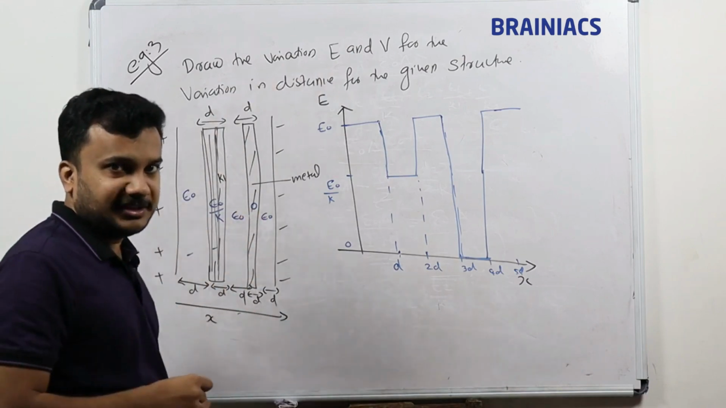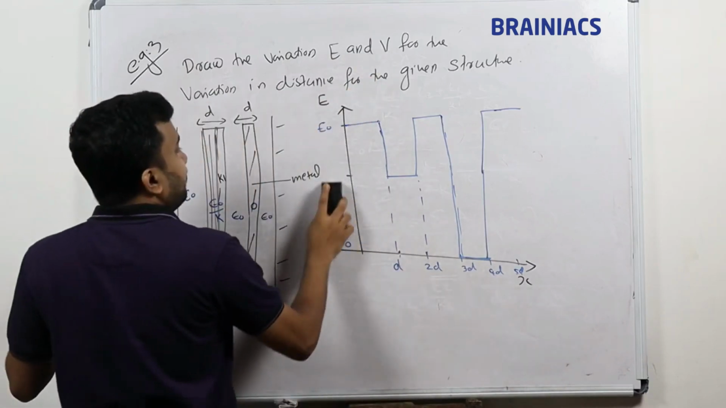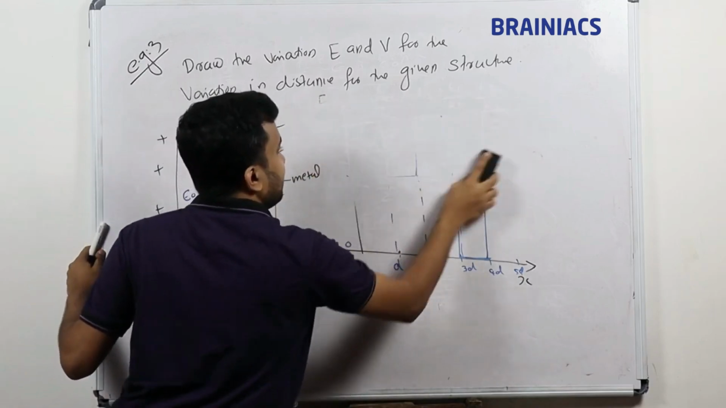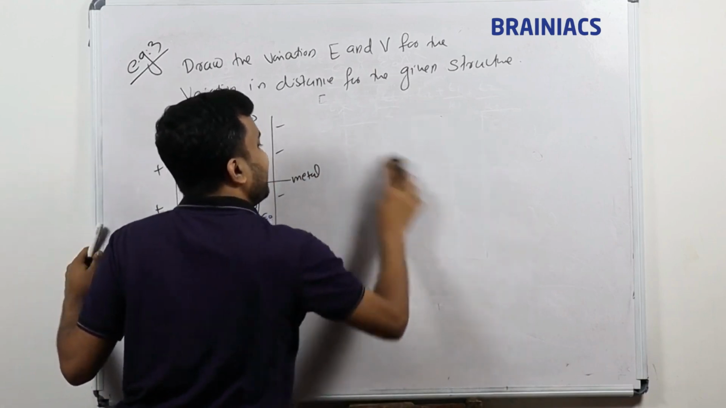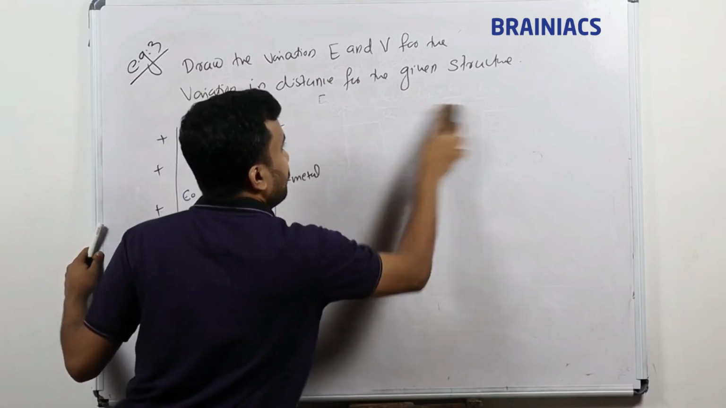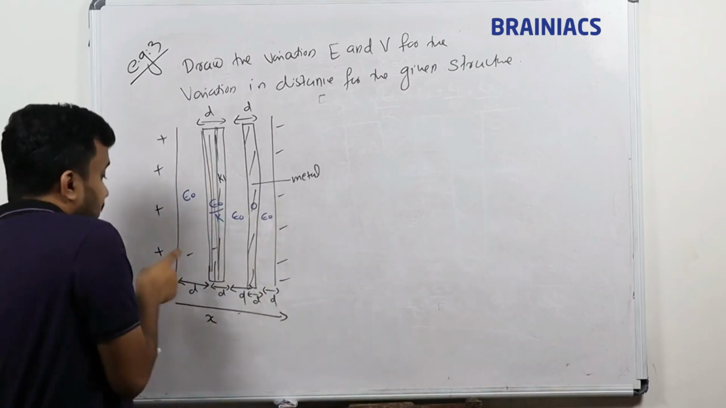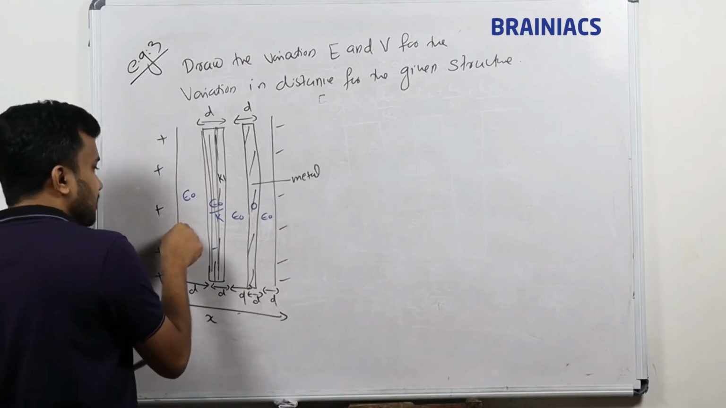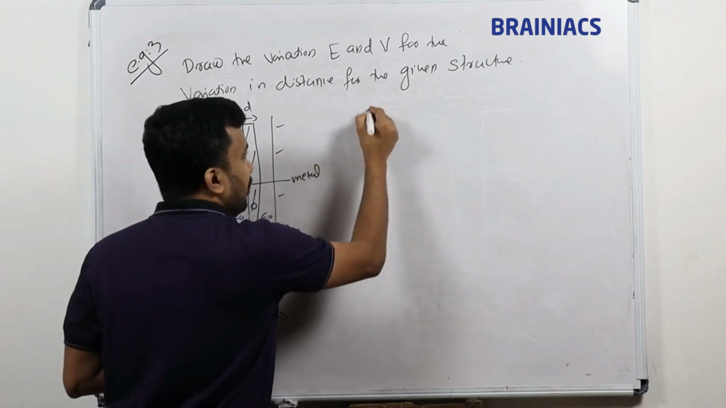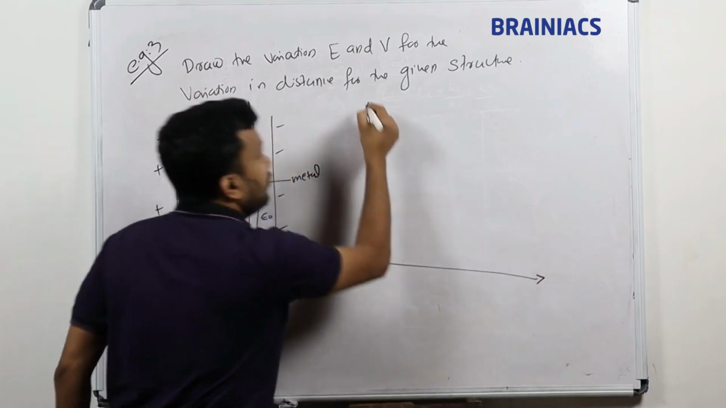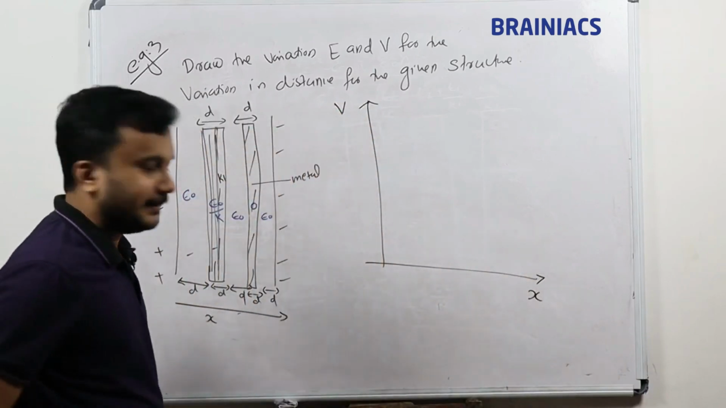Now what we need to draw next? Potential. You have to remember the question very clearly. Question is asking about the potential, not the potential difference. Potential difference means between this point and this point. Potential is here one potential, here one potential, here one potential, here one potential. Be careful. To find the difference, we need 2 points. To find potential, we need only 1 point.